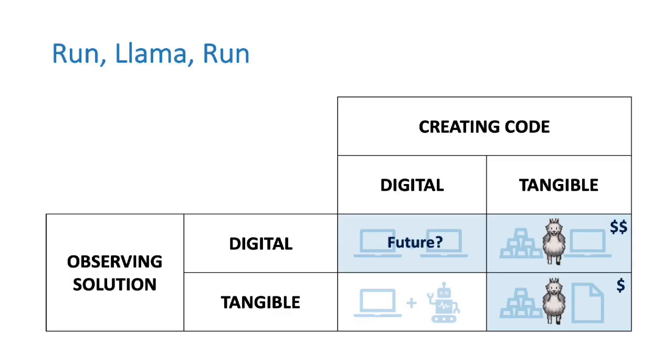So we've created Run Llama Run, a computational thinking game for K-5 students. Run Llama Run is designed to be played either with a hybrid tangible coding digital solution or a completely tangible version. It is designed to use the collaborative and engaging elements of tangible coding along with the cost-accessible solution associated with a completely tangible board game version.